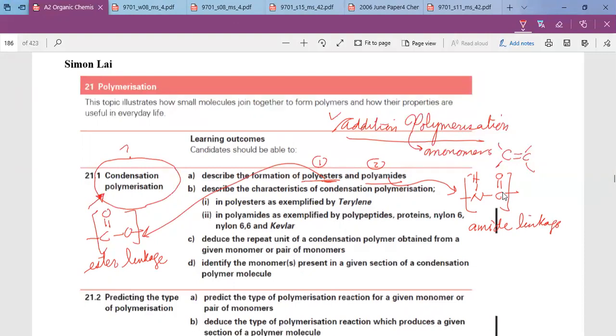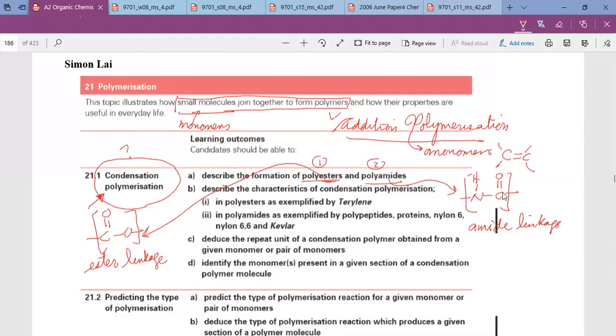Again, they ask you what monomers are. Now you take the definition from here. This is actually in the IGCSE, they use the same words. What are monomers? They are small molecules. Monomers are small molecules that join together to form a polymer. That is the definition, by the way. It's a simple thing, so you need to know it.